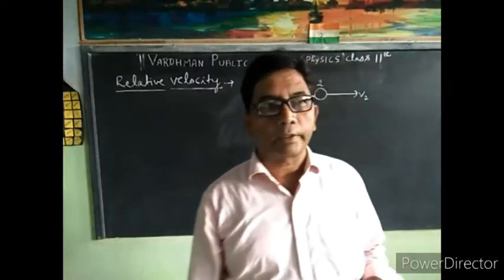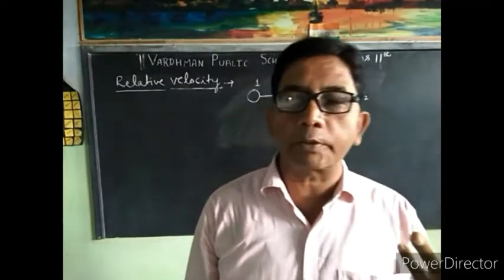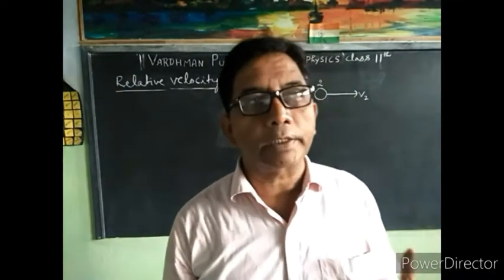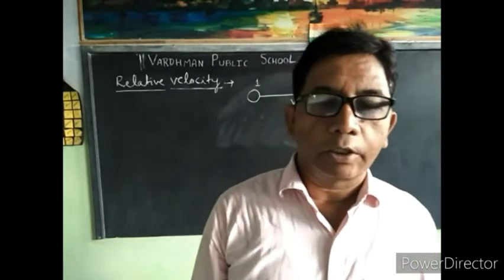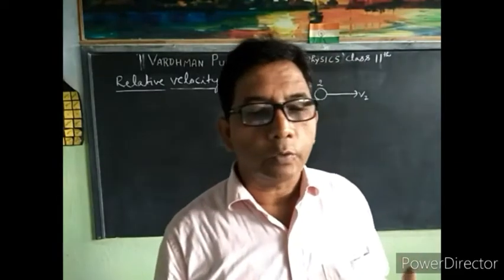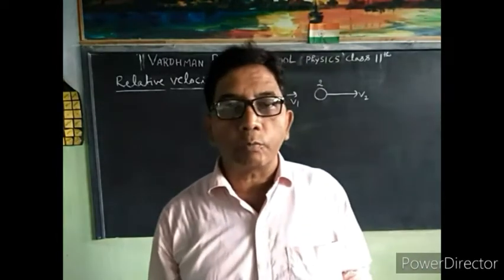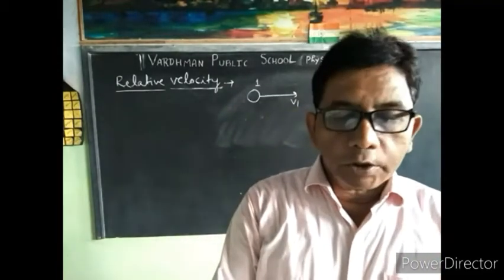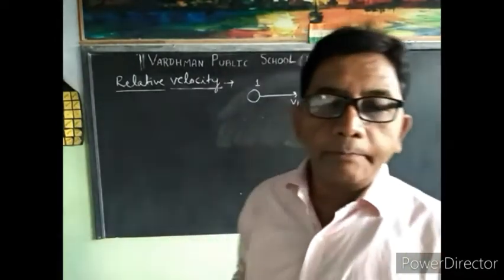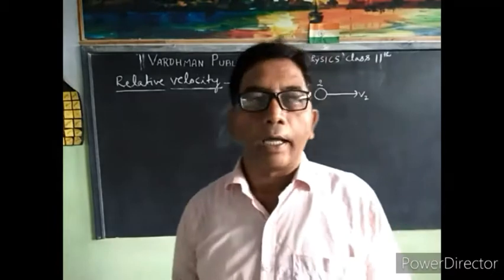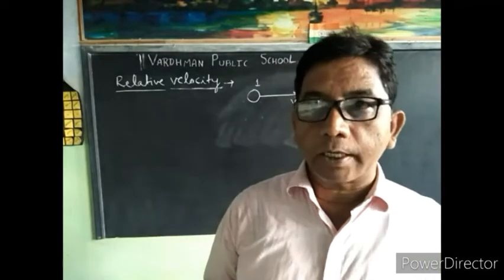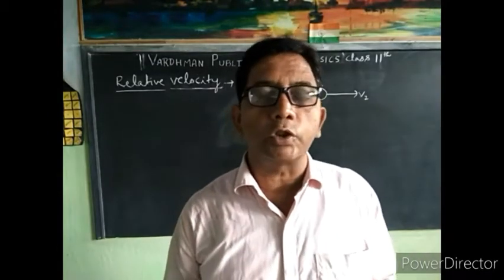We will tell you that the relative velocity of object second with respect to object first when both are in motion is the time rate of change of position of object second with respect to object first. Now consider two objects first and second moving with velocities v1 and v2. Let x10 and x20 be the position coordinates of the two objects at time t equal to 0.